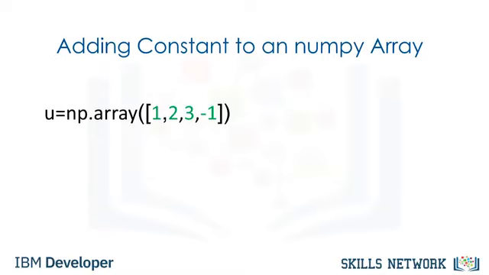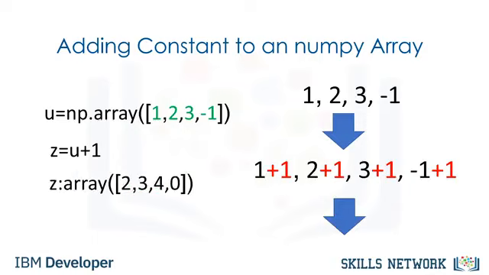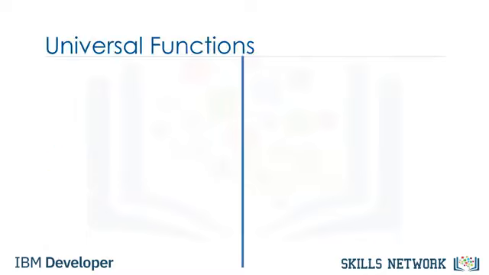Consider the array u. The array contains the following elements. If we add a scalar value to the array, Numpy will add that value to each element. This property is known as broadcasting. A universal function is a function that operates on ND arrays. We can apply a universal function to a Numpy array.